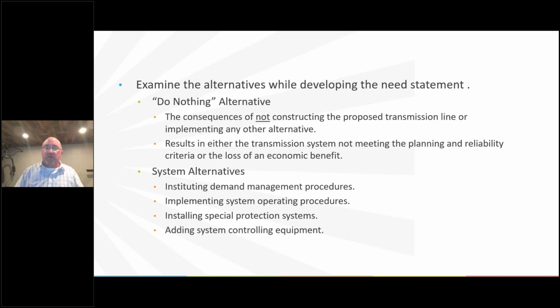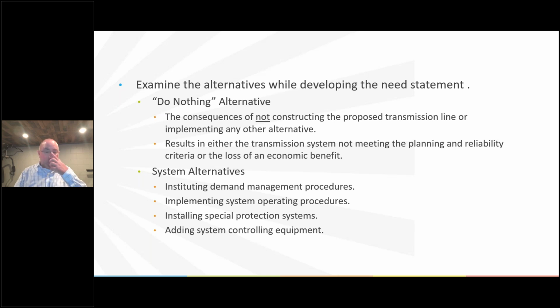So all possible alternatives to support the need for the new line must be discussed in the needs statement. However, the conclusion must be reached, and I can't say this enough, the conclusion must be reached that the recommended new transmission line best meets the need. If this conclusion is not supported by the facts, then one of the other alternatives should be implemented instead of building the new transmission line.